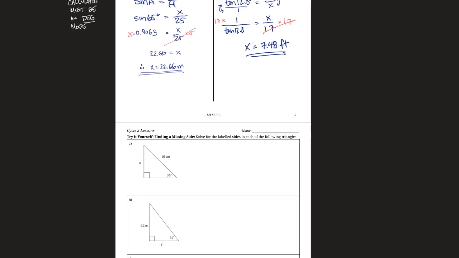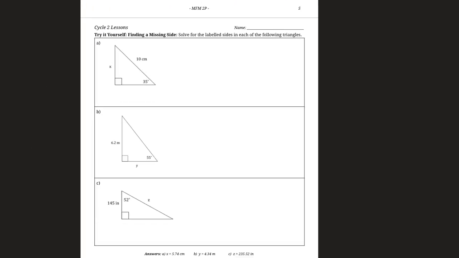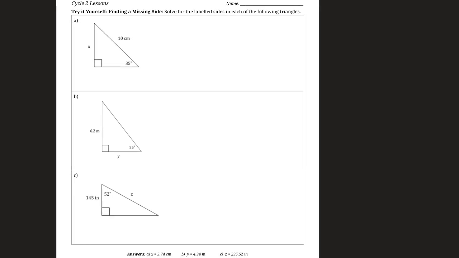There are 3 questions on the next page. I want you to try those questions yourself. It's the same idea. You're going to follow the same procedure. Try them yourself. When you think you have answers, you can unpause the video. Or if you get really stuck, you can unpause the video, and I'm going to reveal to you the 3 solutions to these problems. Okay?